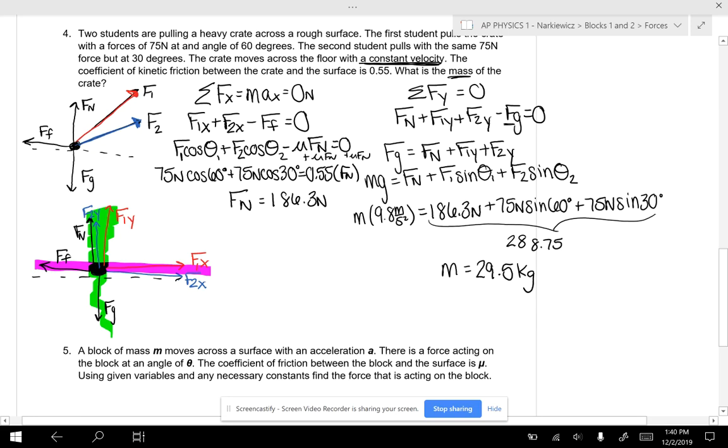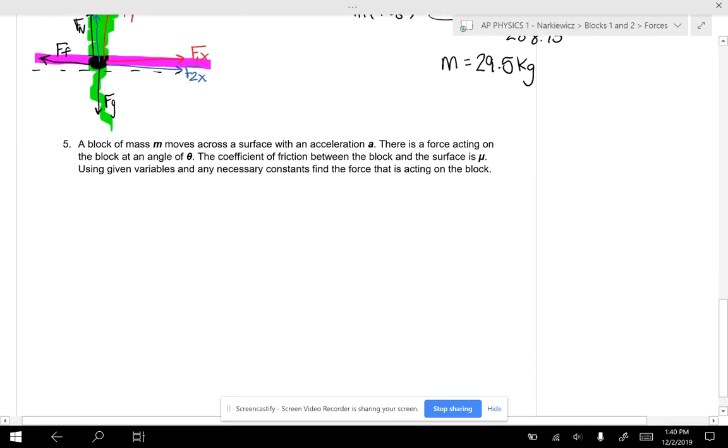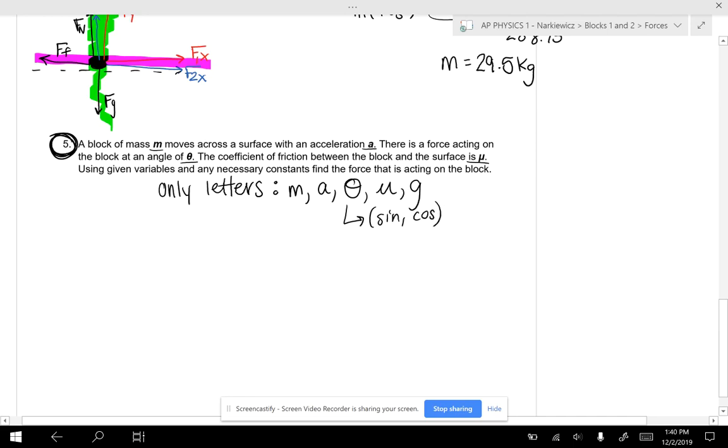All right, so now the challenge for you guys. I'm going to let you do 5 on your own, and I'll put up the answer tomorrow. Now, this is your favorite type because it's all in letters. There are no numbers. The only letters that can be in your answer are m, a, theta, mu, and of course g. Now with theta, of course, you can have sine and cosine and stuff like that. Those aren't considered letters. Sine and cosine are functions.